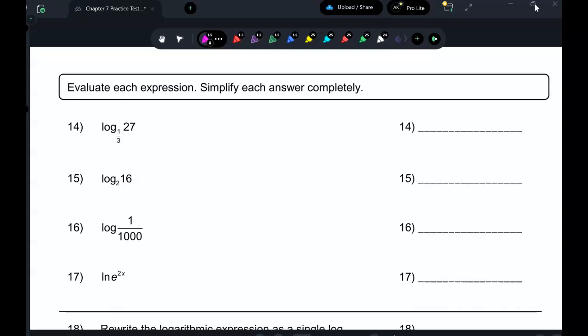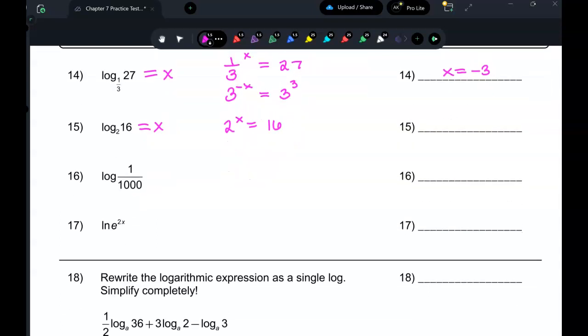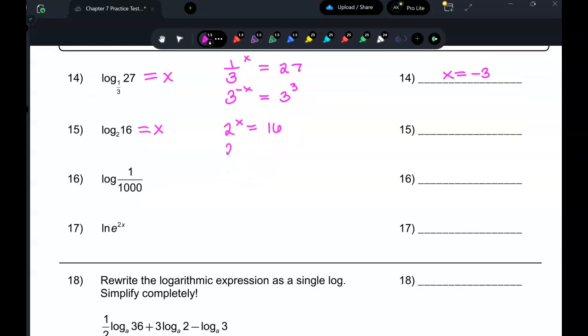Okay, so if I make this equal to x, how can I rewrite this in exponential form? So little base becomes big base. 1/3 x plus 1 is... And then this would be 3 to the negative 3, because I want to rewrite it in exponential form. So now if I do 2 to the x equals 16, yeah, 16 is 2 to the 4th.